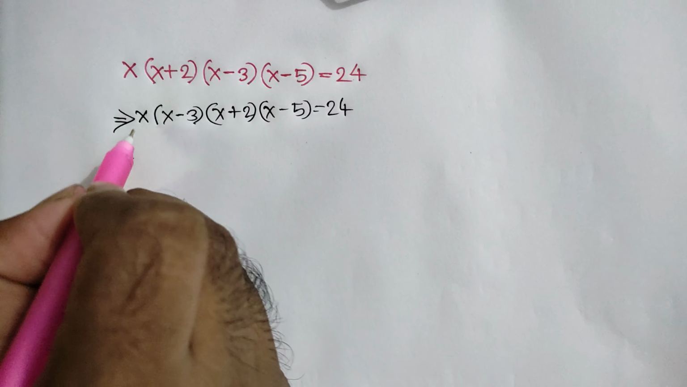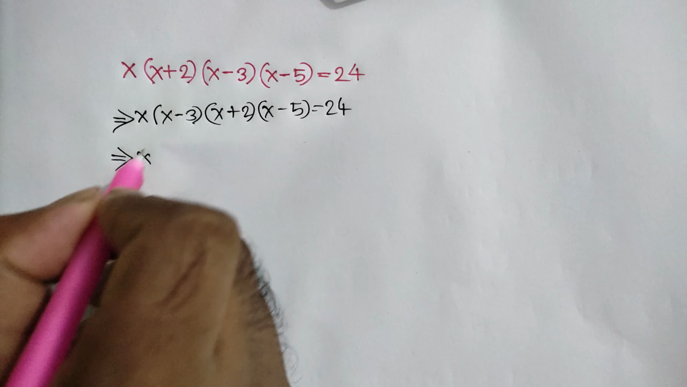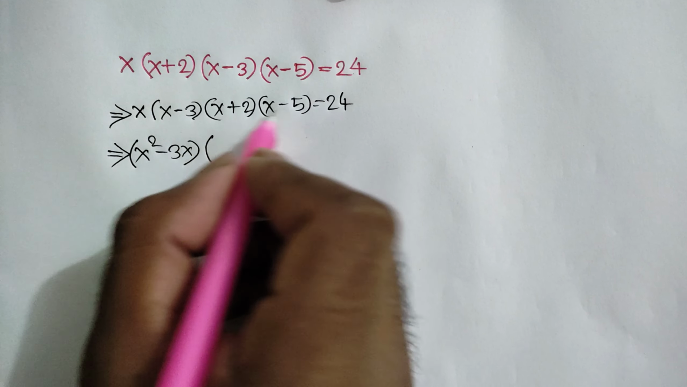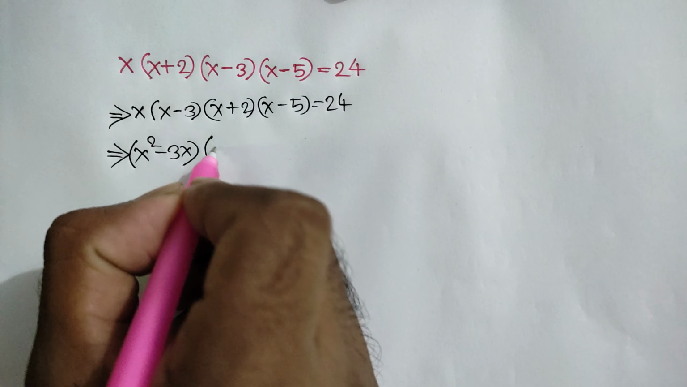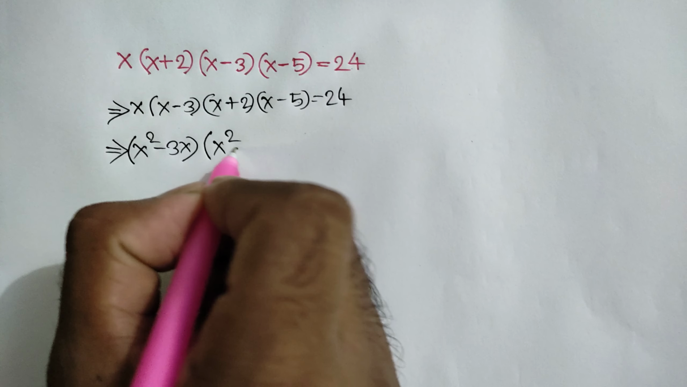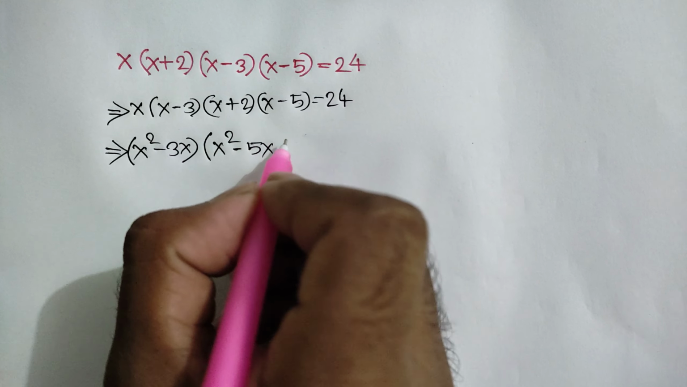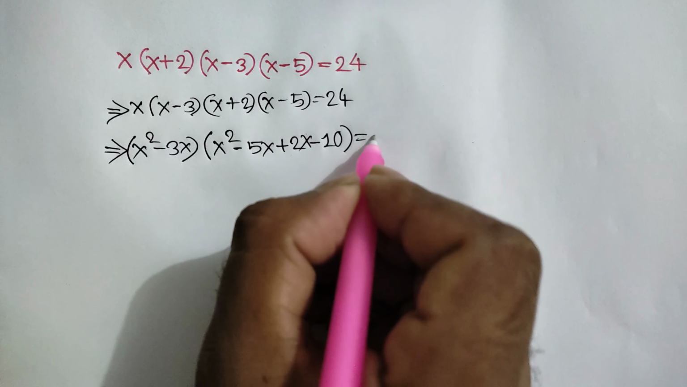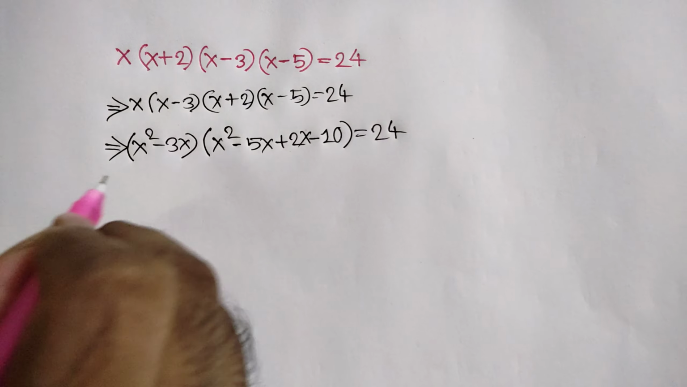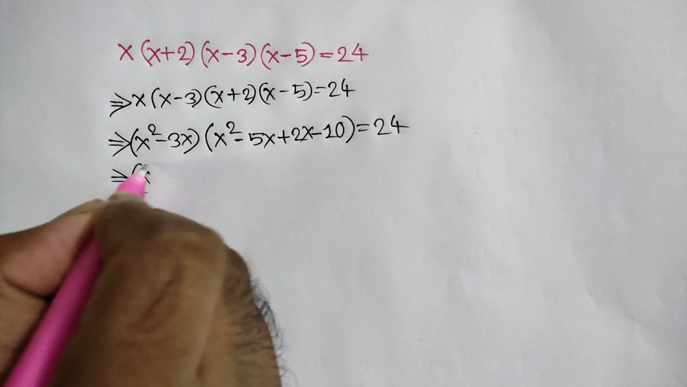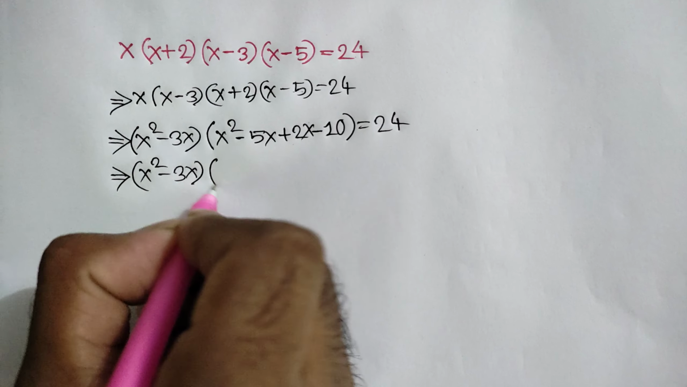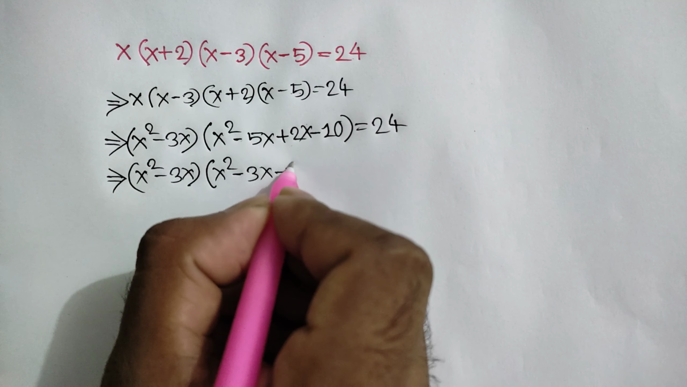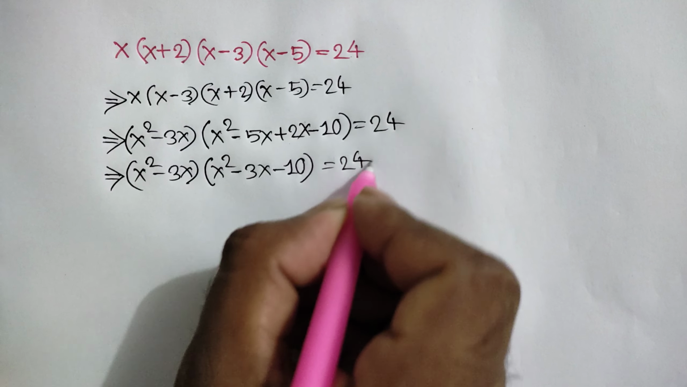Now multiplying the first two terms, we will get x square minus 3x. Multiplying the other two terms, x times x is x square, x times negative 5 is negative 5x, 2 times x is 2x, 2 times negative 5 is negative 10, is equal to 24. So x square minus 3x times x square minus 5x plus 2x, which is minus 3x, minus 10 is equal to 24.